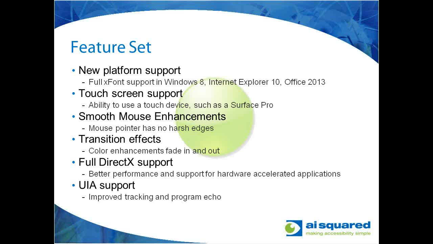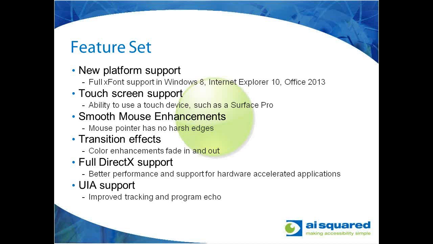Some new features that we added on the magnification end of things, we've added smooth mouse enhancements. So instead of having those harsh or jagged edges, all the mouse pointer enhancements are very clean and clear at any magnification level. We've also added transition effects for when you turn the color enhancements on and off. Instead of it kind of just blinking on quickly or off, you'll see it fade in and out to each transition or to each scheme as you change it.